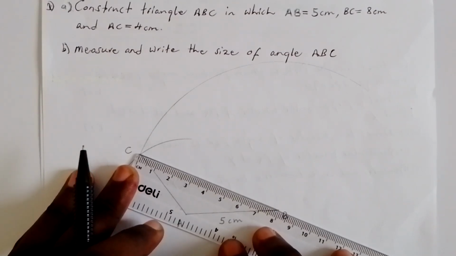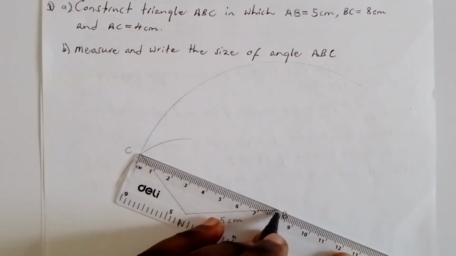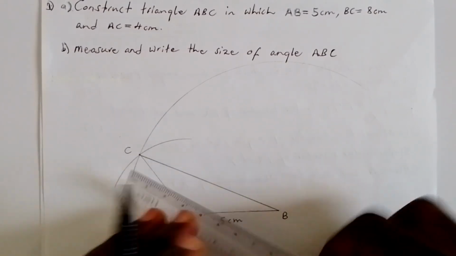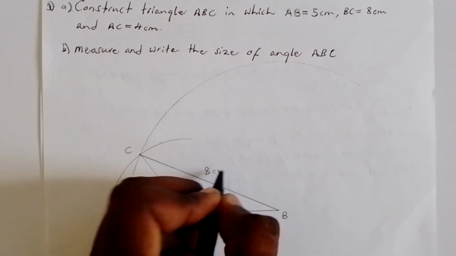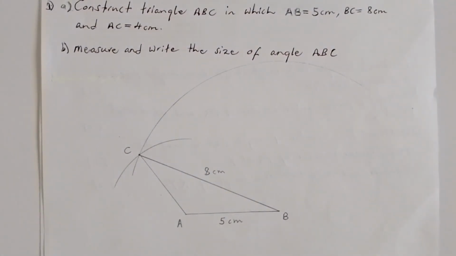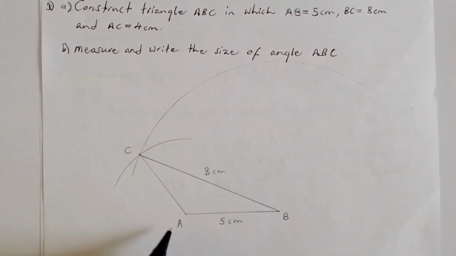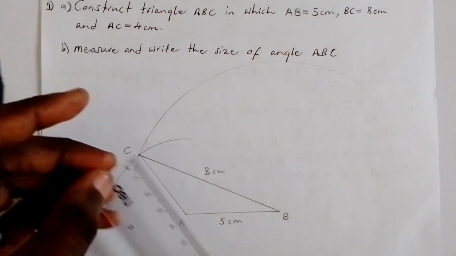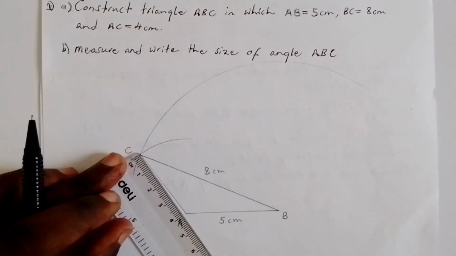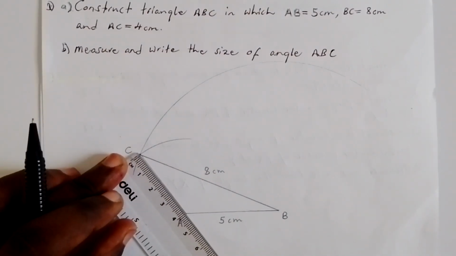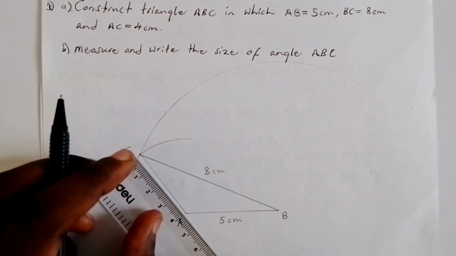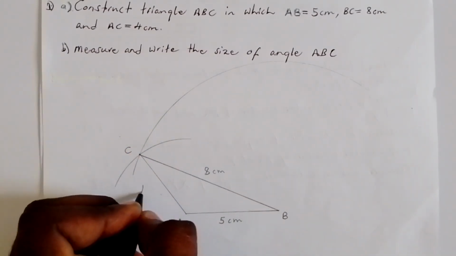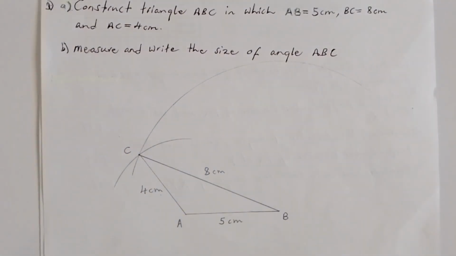I'm sure you can see that. From here up to that vertex there, this is 8 centimeters. You even write to say, okay, this is 8 centimeters. Then the other one, AC. We are told it is 4 centimeters, and for sure, when you measure, you discover that this is exactly 4 centimeters. As you can see, from here to there, it's exactly 4 centimeters. So you even write to say AC is 4 centimeters. That's how you construct a triangle like that.